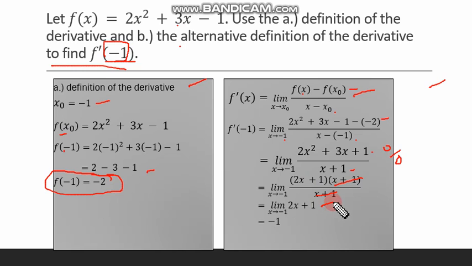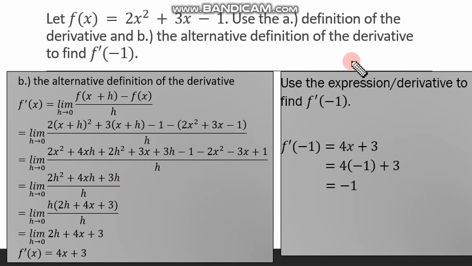So the limit of 2x plus 1 as x approaches negative 1, just directly substitute the value of x with negative 1. So negative 1 times 2 is negative 2, plus 1. This is negative 1. So this is the derivative of the function at x equal to negative 1 using the definition of the derivative, or the first method.